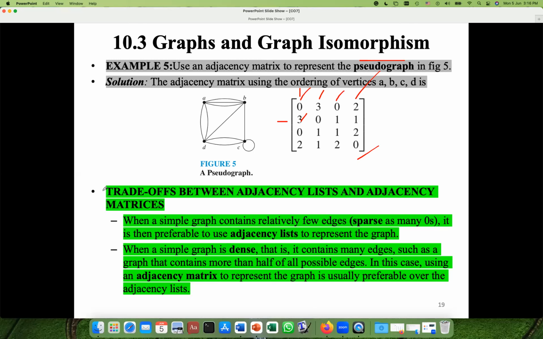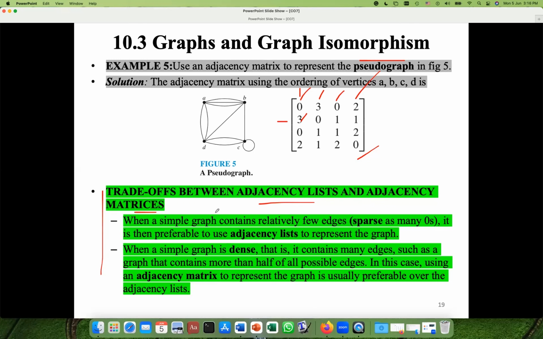And these are the trade-offs between adjacency list and adjacency matrix. You can say the attributes of adjacency list. What are the situations in which you have to use adjacency list? And what are the situations where you have to use the other thing, the adjacency matrix?